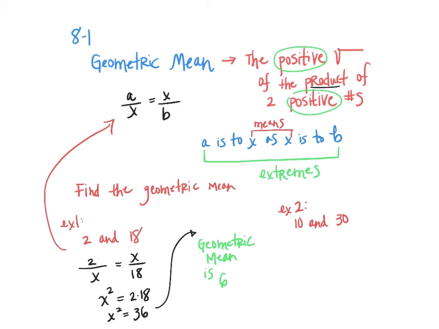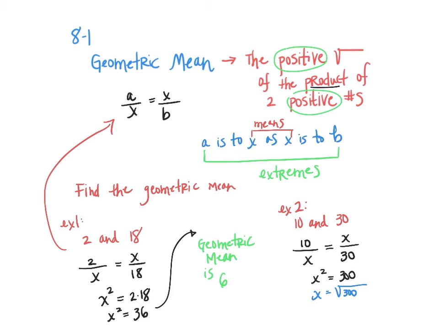Once again, I would set it up the same way. So I would say 10 is to what number, as that same number is to 30. So we could say, okay, X squared equals 300. Now, is there a number times itself that is exactly 300? No, but we can take the square root, and it would be the square root of 300.